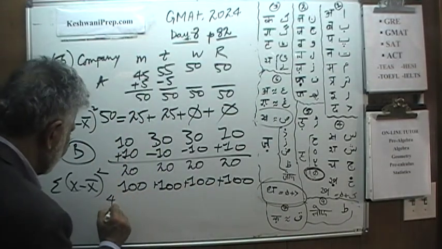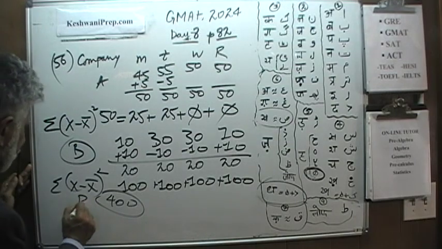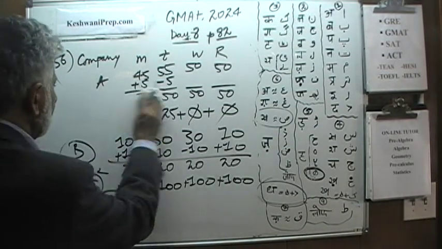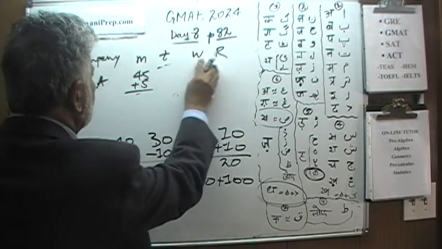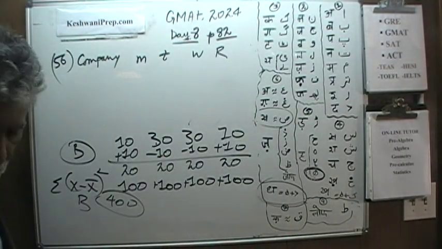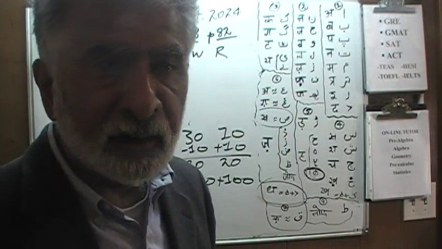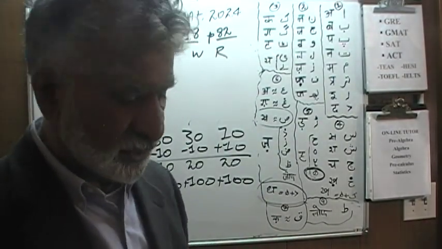That's 400. And that was answer choice B so far, which means A is no longer a contender. We could have seen that right away, because in A the data is very clustered, very close to each other.